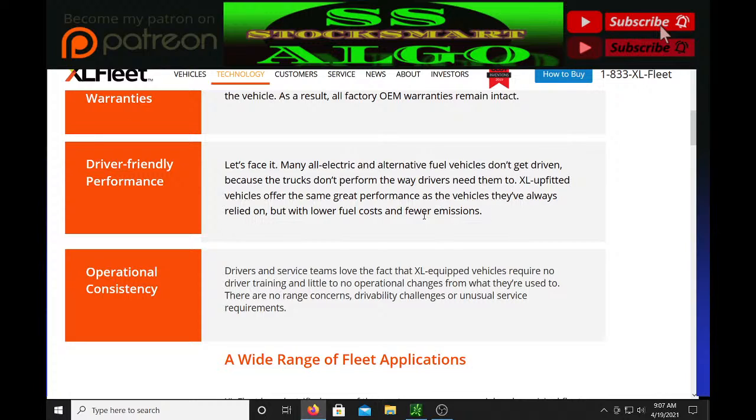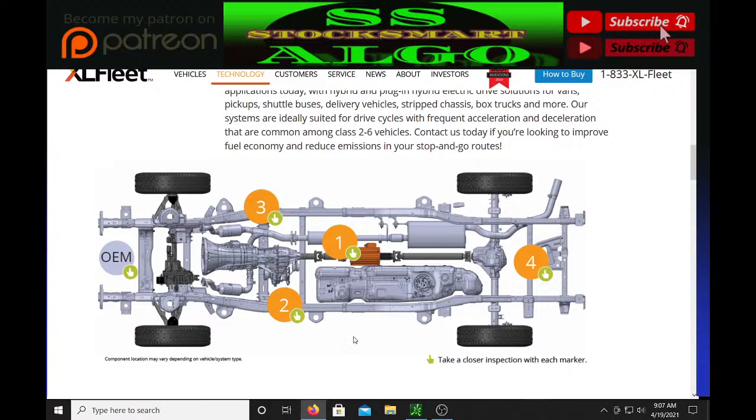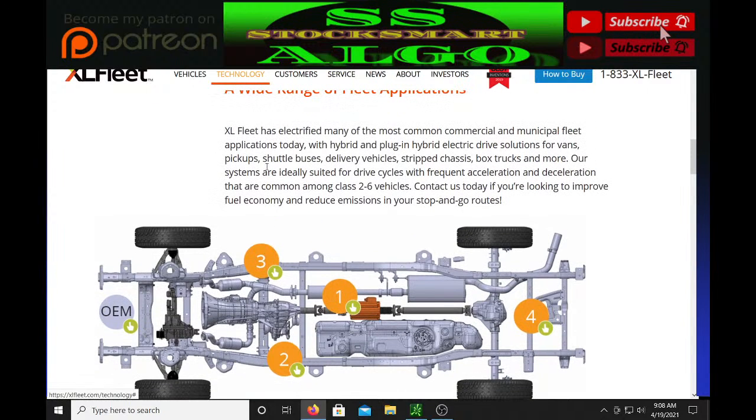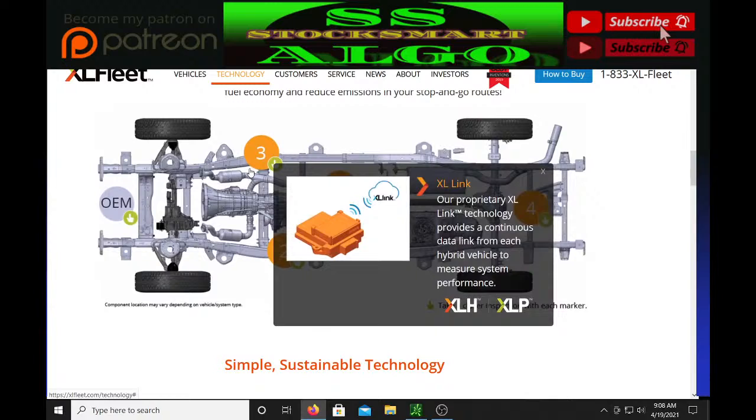Performance they've always relied on, but with lower costs and emissions. Driver and service teams love the fact that XL requires no training and little operation, and no range concerns, drivability challenges, or unusable requirements. Interesting. So let's see this layout here. Oh, of course, OEM. Now, what do we got here? Okay, our proprietary link provides a continuous data link from each hybrid vehicle to measure system performance. Excellent. So that's the computer.